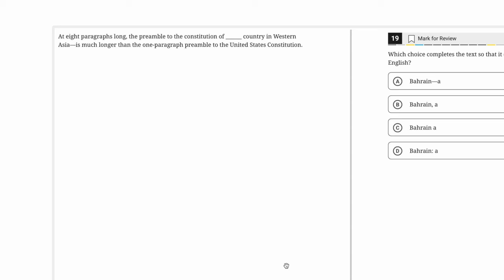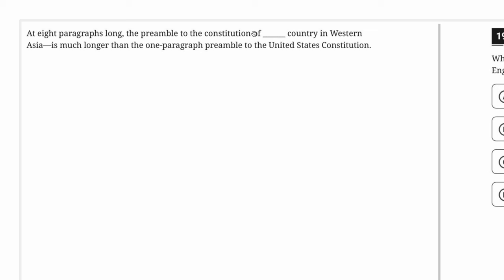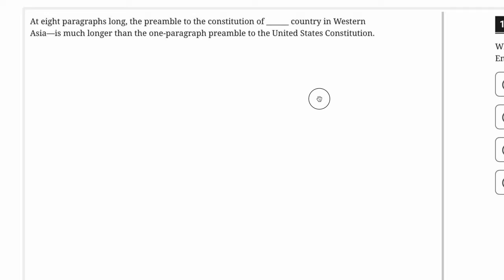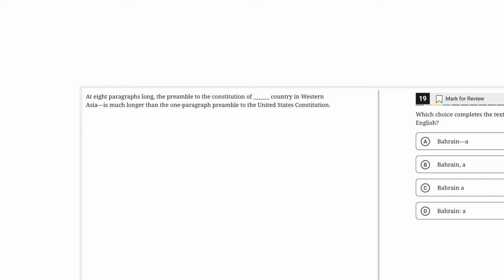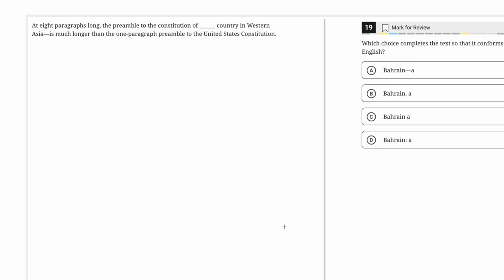Another punctuation question here. At eight paragraphs long, the preamble to the Constitution of blank, a country in Western Asia. Okay, so this has to do with punctuating an interruption. An interruption or an appositive, you could say. And that appositive here, or interruption, is going to be this portion. A, not just A, but a country in Western Asia. And the idea with punctuating interruptions is that the punctuation needs to be symmetrical, or you need to pair the same punctuation marks. And specifically, those punctuation marks would either be a pair of commas, a pair of parentheses, or a pair of dashes. So you use what is elsewhere in the sentence to guide you to your correct answer.